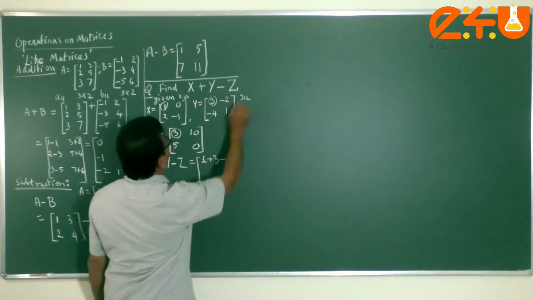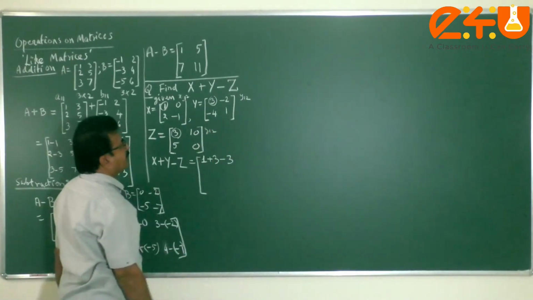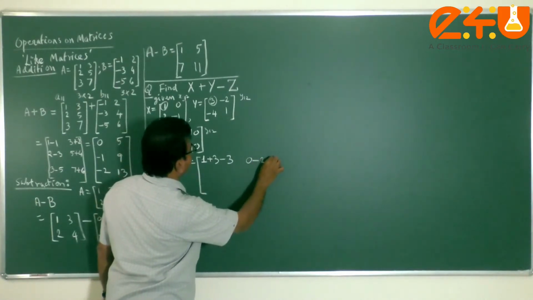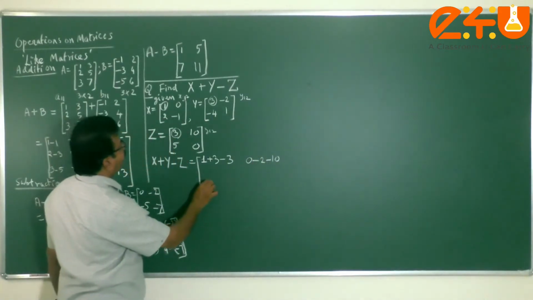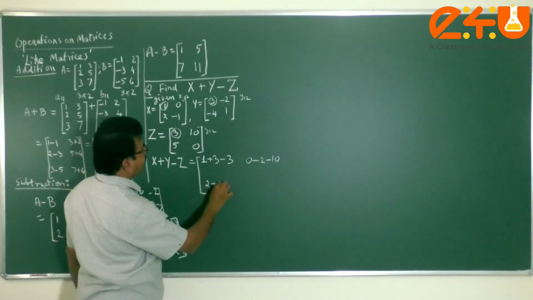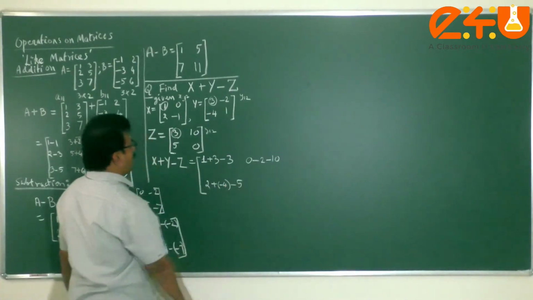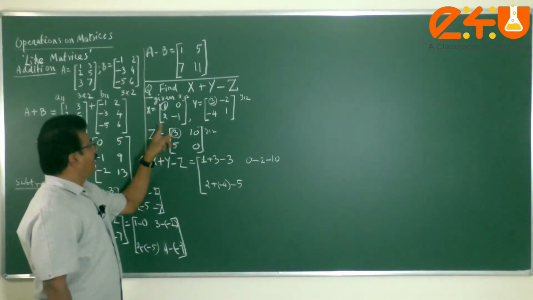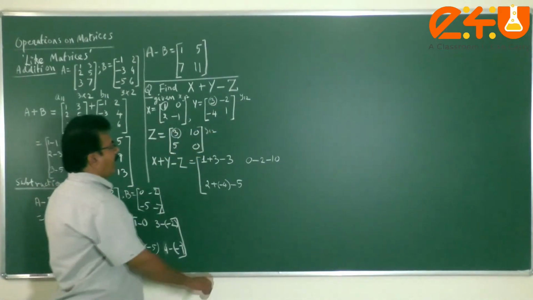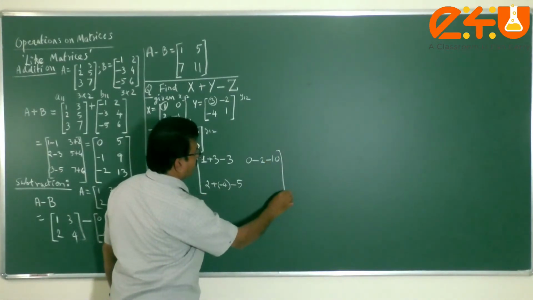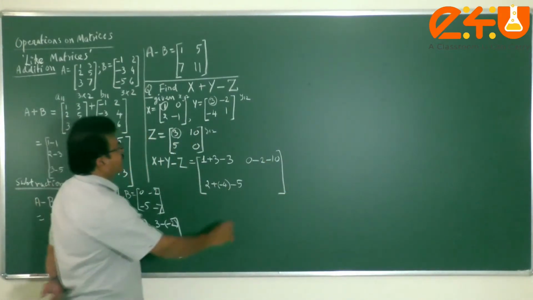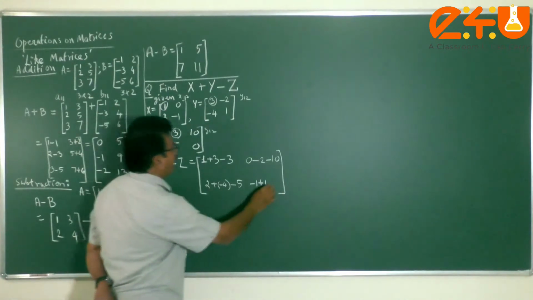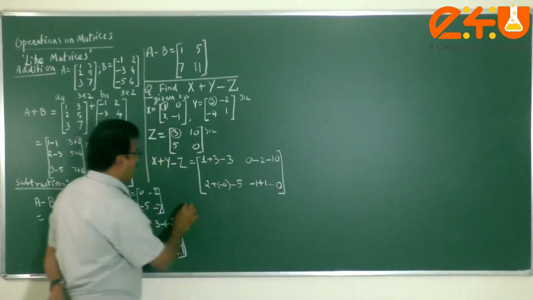Followed by similarly the position 1, 2: X 1, 2, Y 1, 2, and Z 1, 2. Gather them together, I make 0 plus minus 2 minus 10. And similarly, 2 plus minus 4 minus 5. That is gathering position second row, first column from X, from Y, and Z. And continue, position 2, 2. So this is minus 1 added to plus 1 from Y matrix and subtract 0 from Z matrix.